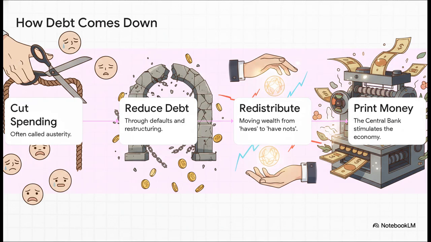So policymakers are left with four main levers to pull. You can cut spending, which is austerity, but that's painful and actually lowers incomes. You can reduce debt through defaults and bankruptcies, but that destroys people's wealth. You can redistribute wealth from the rich to the poor, but that often creates a lot of social tension. And finally, you can print money.